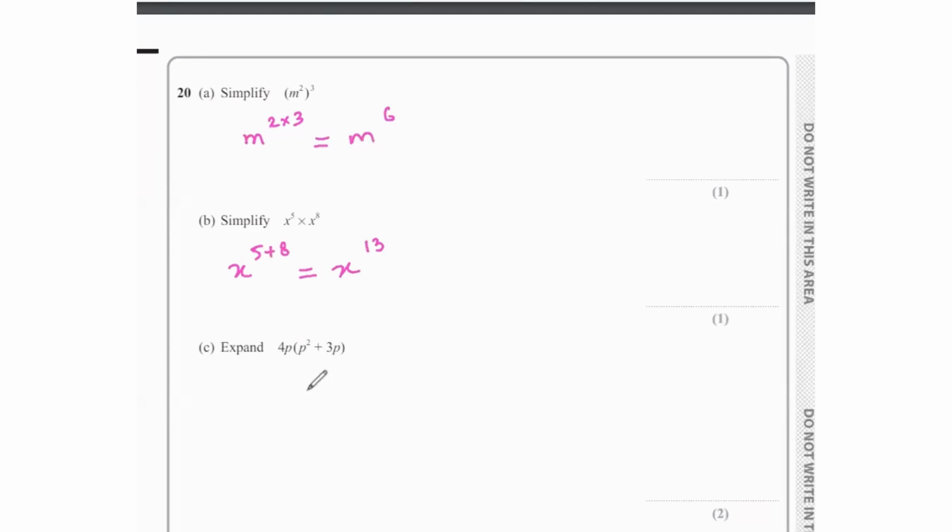Next says expand 4p times p square plus 3p. Expand the bracket. So 4p gets multiplied with p square and 4p gets multiplied with 3p. 4p times p square is 4p cube and 4p times 3p is 12p square. When you multiply the variables, and if the variables are exactly the same, the powers get added. And for the coefficients, you just multiply them with each other. So 4 times 3 becomes 12.